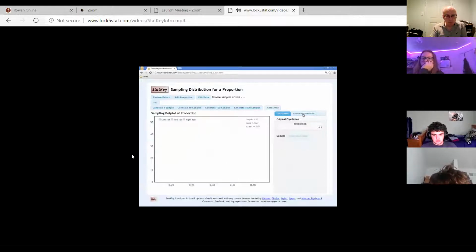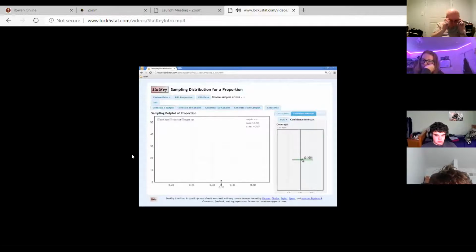So we'll start over again and change over here to the confidence interval option as a display. Here's our population of 0.3 in the middle. And so let's generate our one sample. Here's the sample proportion of 0.32. And the green bars here represent a confidence interval around that proportion of 0.32, which we notice does successfully capture the proportion of 0.3.